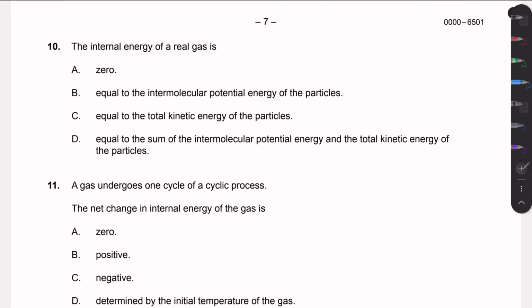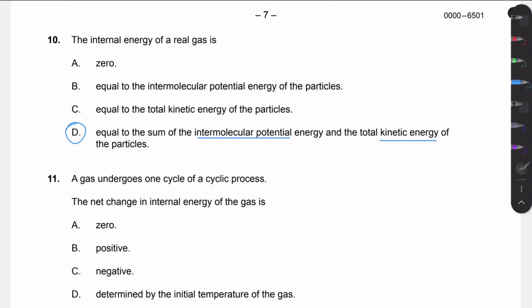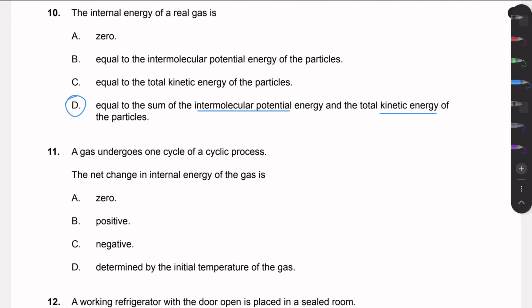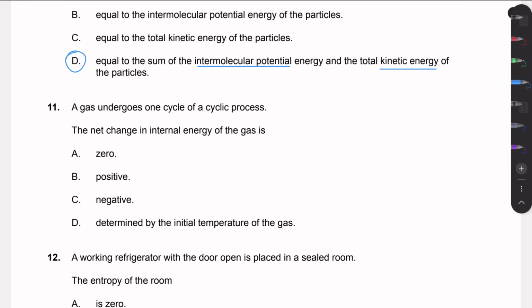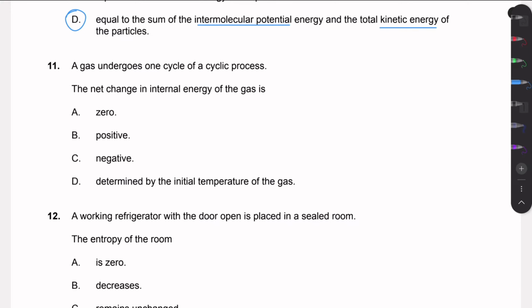And then the internal energy of a gas is just the sum of the intermolecular potential and the total kinetic energy of the particles. So the potential and the kinetic energy is something you have to memorize. It comes up both in paper 2 and paper 1, so it's worth remembering. And then we are told that a gas undergoes one cycle of a cyclic process. So let me just draw some example of a cyclic process. Let's say this. This is the starting point, and let's say it goes this way.